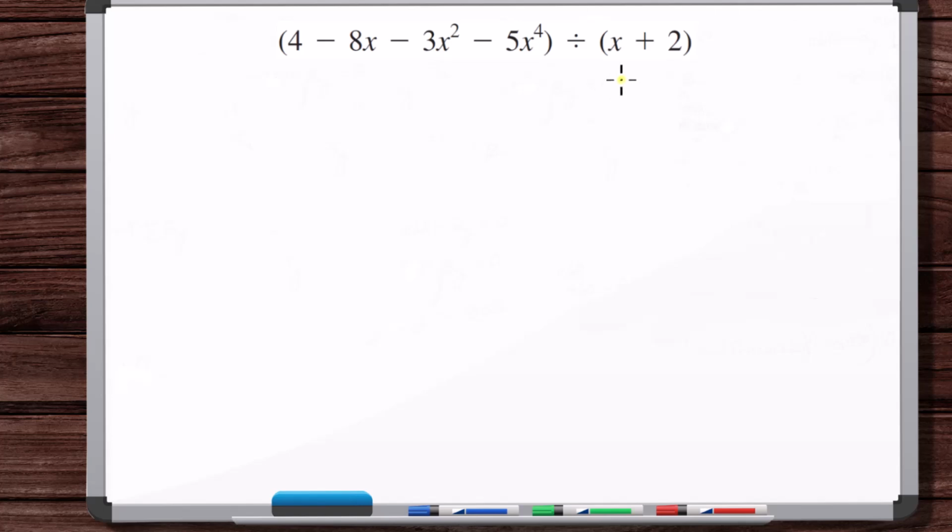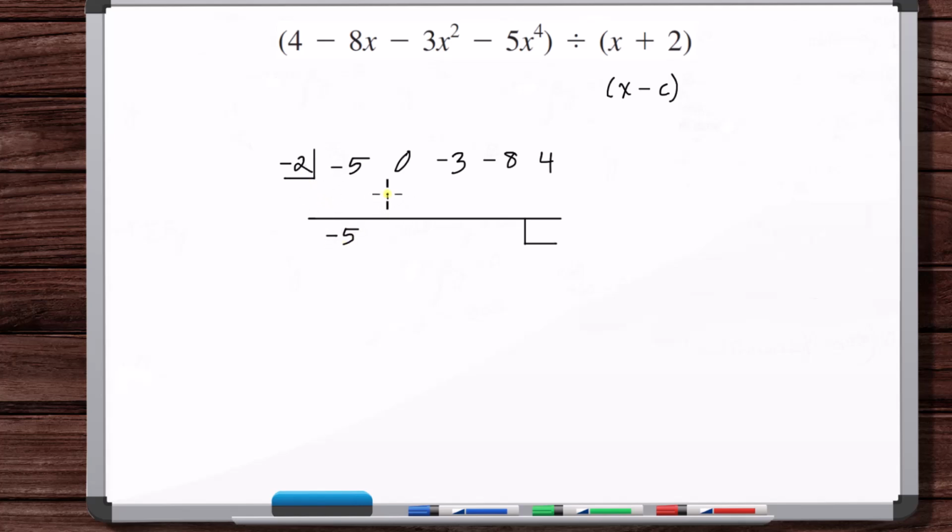Okay, we can see here the x minus c, so the c is -2. Okay, so we've got -5, and then we need a 0 placeholder for the x cubed term. Then we've got -3, -8, 4. Okay. Bring down the -5.